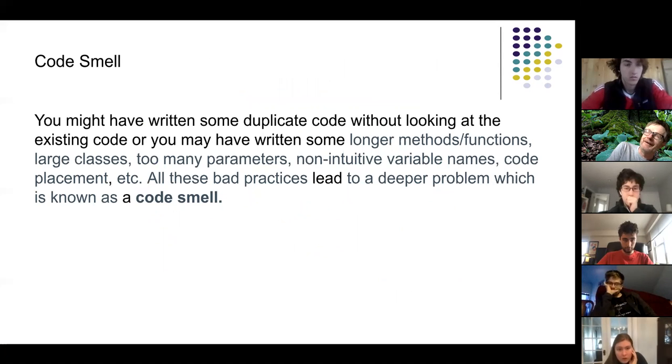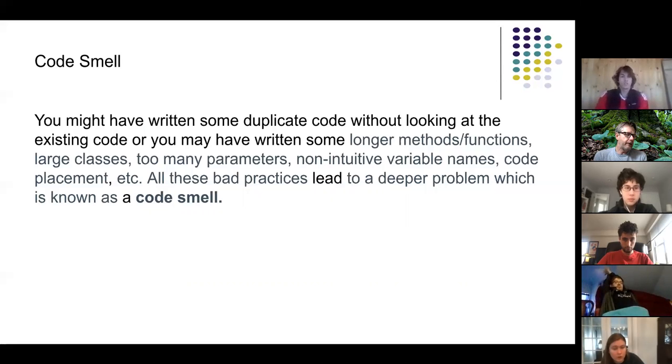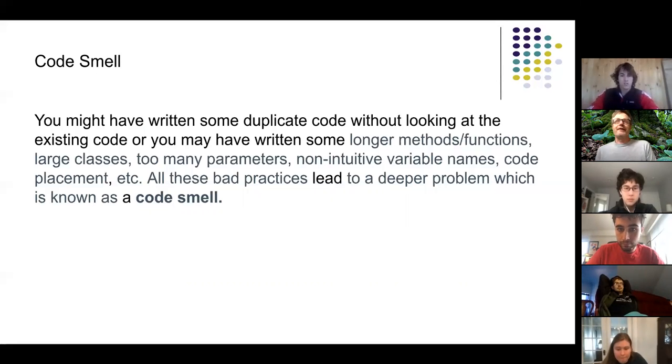Code smell. Have you ever smelled your code? You might have written some duplicate code without looking at the existing code, or you may have written some longer functions or methods, large classes, too many parameters, non-intuitive variable names, poor code placement. All these bad practices lead to a deeper problem, which is known as code smell, right? And frankly, it can be embarrassing. I mean, there've been times when I've written code just to get something done, and then later some other people have to look at it, and I'm like, oh my God, did I write that? I didn't want anybody to look at that, right? Just like I don't want anybody to see inside my desk drawer because it's messy, right? But this is even worse.